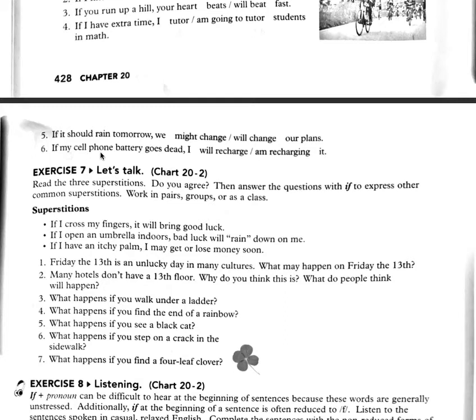Number 6, if my cell phone battery goes dead, I will recharge it. This is will and the simple form of the verb. This is a result clause. Okay, only will recharge. So number 1 is and will be. Number 2, will let. Number 3, both answers. Beats, will beat. Number 4, tutor, I'm going to tutor. Number 5, might change, will change, both. And number 6, will recharge. Okay?